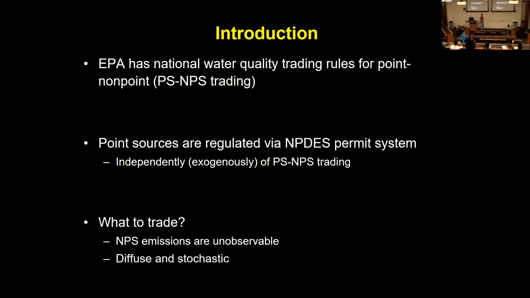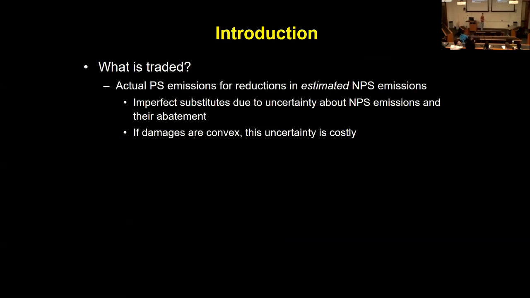The problem with non-point emissions, if you're not familiar with them, is that they're unobservable. It's usually runoff from a field, like a farm field, driven by rain events, which are highly stochastic. And it's diffuse. It runs off not in a point, but all over the place. So how do you measure this? Generally, we can't measure it very well.